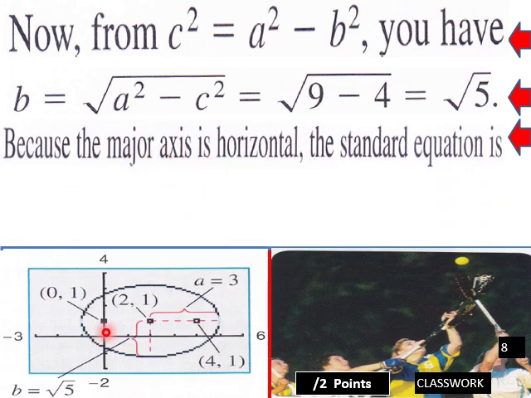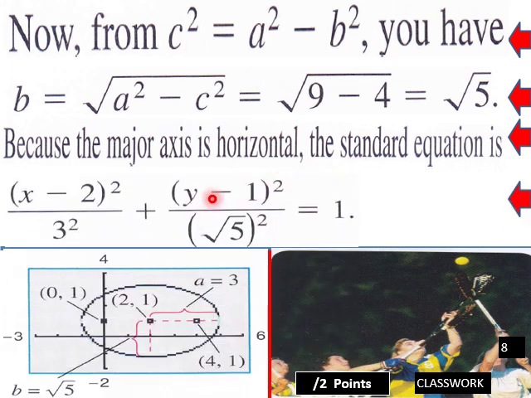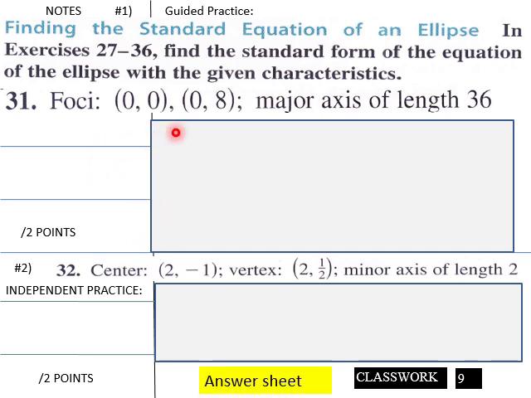So because the major axis in this case is horizontal, the standard equation would be (x minus 2) quantity squared over 3 squared, because we do have a horizontal major axis here, and our 3 squared is definitely larger than the square root of 5 squared. And then our y term would be (y minus 1) quantity squared over radical 5 quantity squared, which would equal 1. So this would be our minor axis here, and that's what they're saying here: that b would be radical 5.